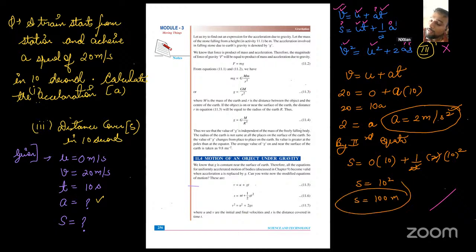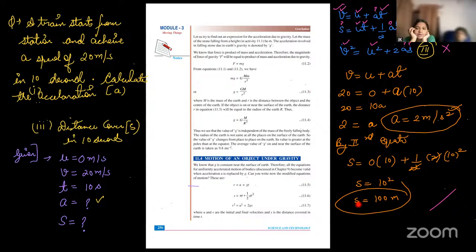So it means that if the speed he got in 10 seconds is 20 meters per second, then the distance covered in 10 seconds will be 100 meters. So he will cover 100 meters of distance. Did you understand, guys?